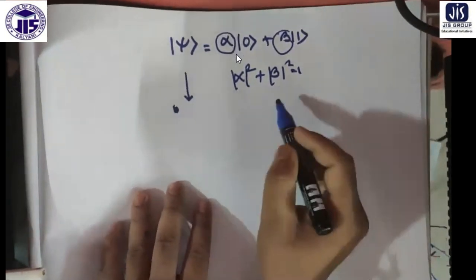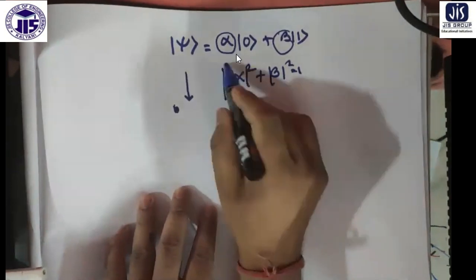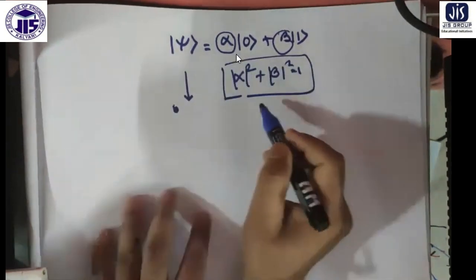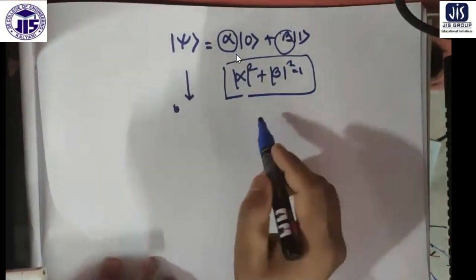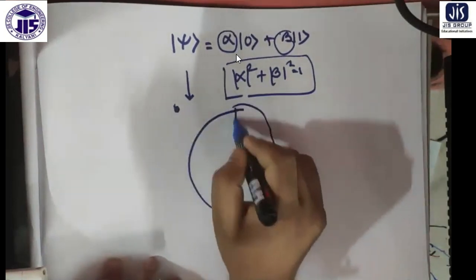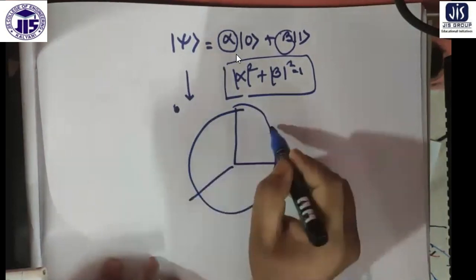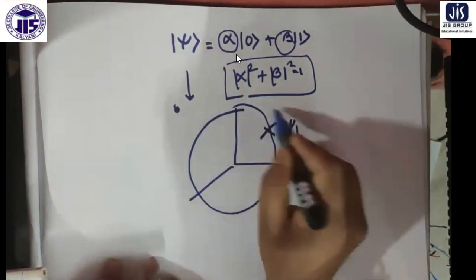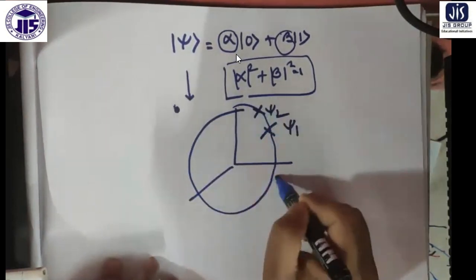Any value, any combination. The only thing is you have to choose the right values of alpha and beta. And this is the representation. Any point here is a qubit.